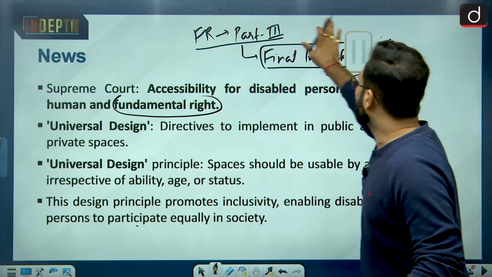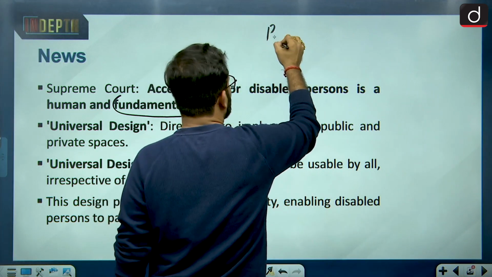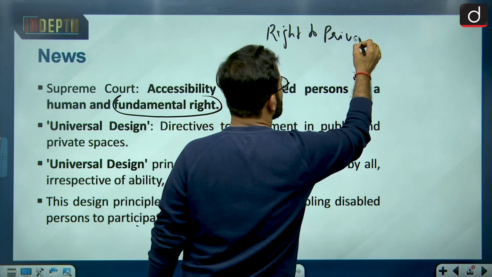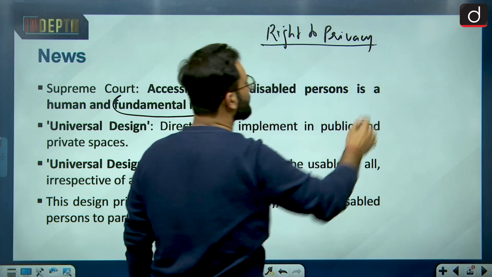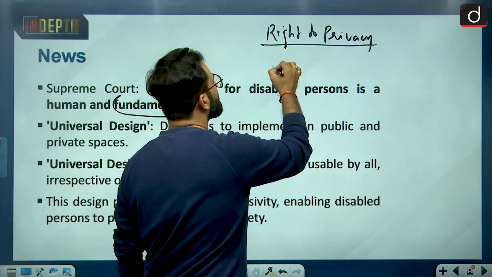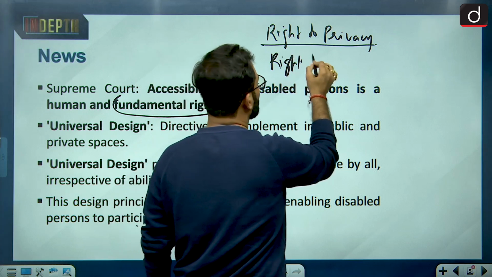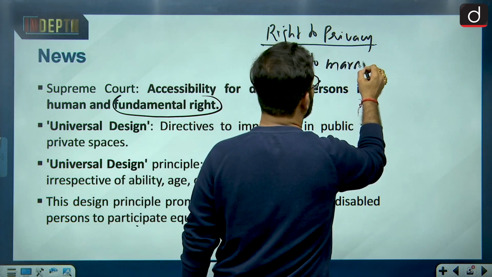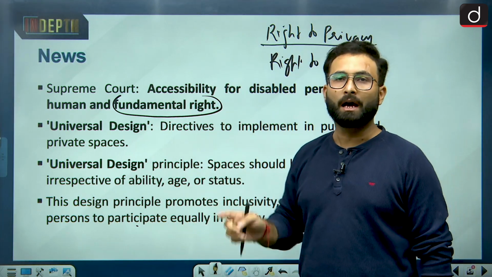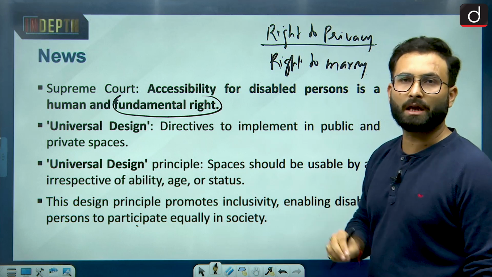So you can say one is your right to privacy. There was this Puttaswamy judgment, and with that we have got this right to privacy under Part 3. Other than that, there is also the right to marry the partner of your choice. Now this is not exclusively written in Part 3, but that is also part of your Article 21, that is, the right to life and personal liberty.